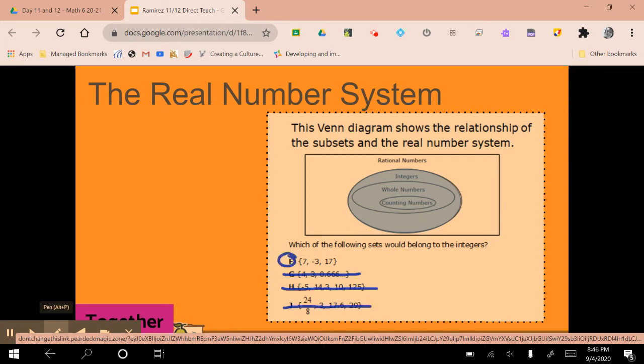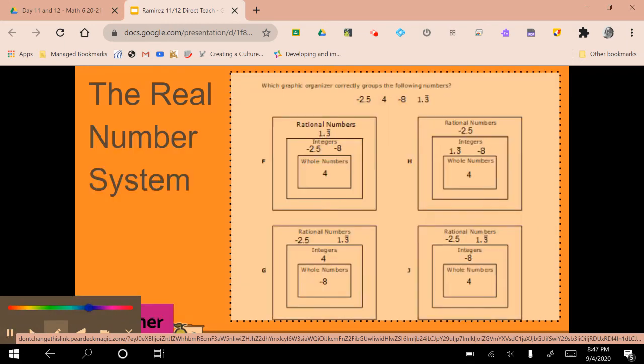7, -3, and 17 can all be found on a number line. They are all positive or negative whole numbers. Which graphic organizer correctly groups the following numbers? So we need to pick which answer choice has the numbers in the correct spot.